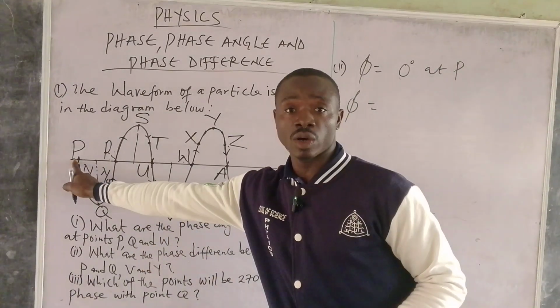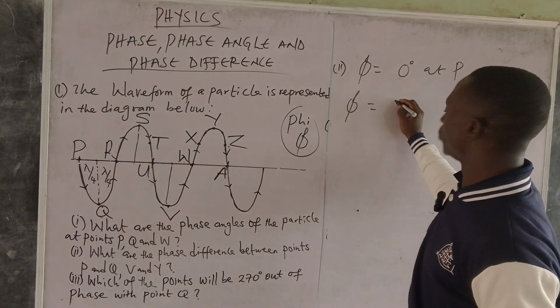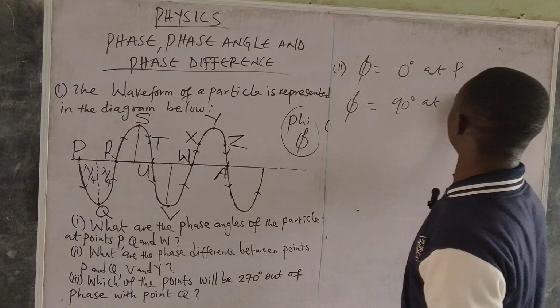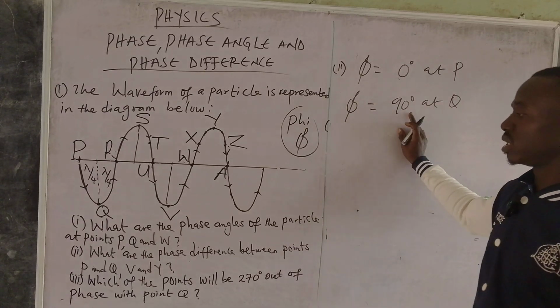You know, point P is the origin, don't forget please. Then at Q, what's our phase angle? At Q, our phase angle is equal to 90 degrees. So phase angle phi at Q is 90 degrees.